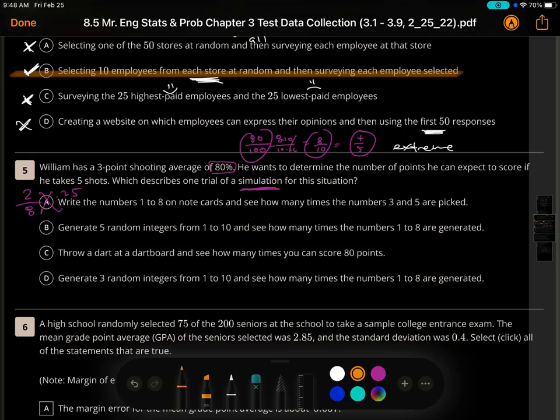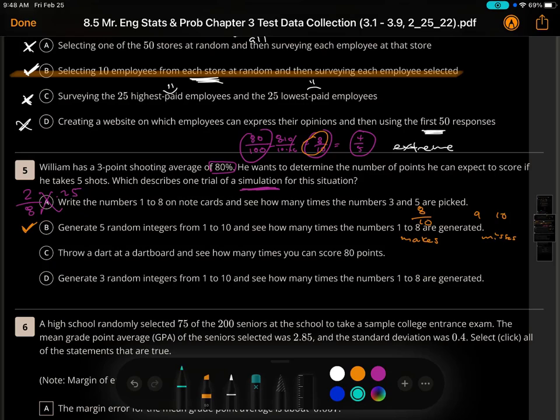B, generate 5 random integers from 1 to 10 and see how many times the numbers 1 through 8 are generated. So 1 through 8 are makes, and then 9 and 10 are misses. So if you're picking the 8 makes, this would be 8 out of 10. And that would match what we have here. So this one meets our needs.